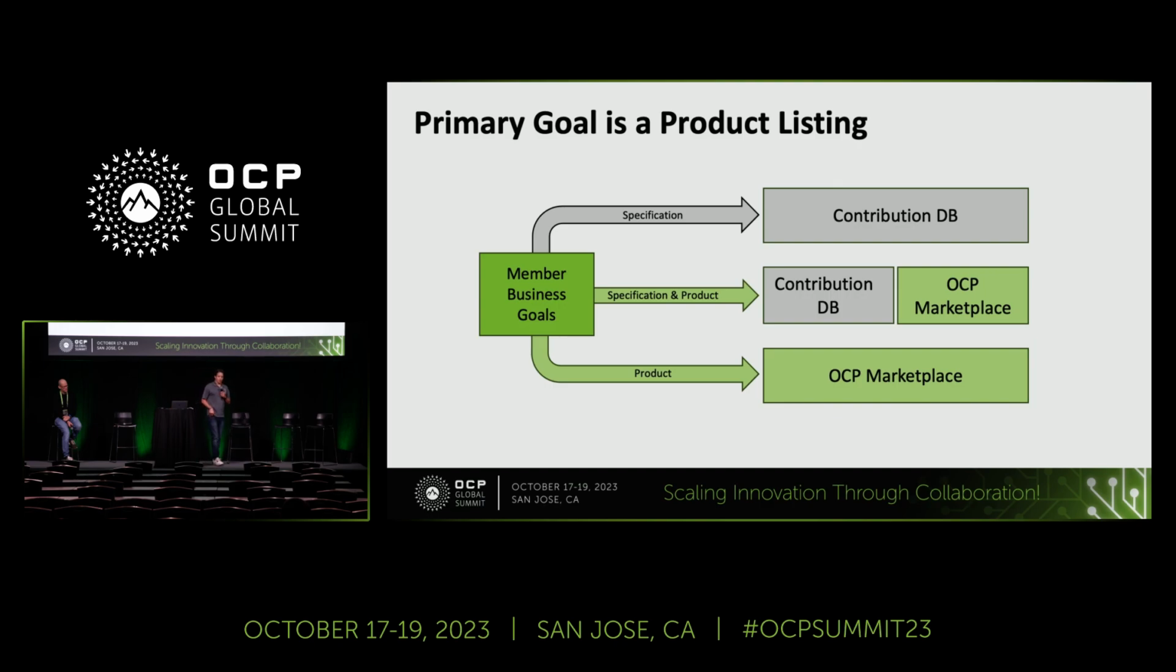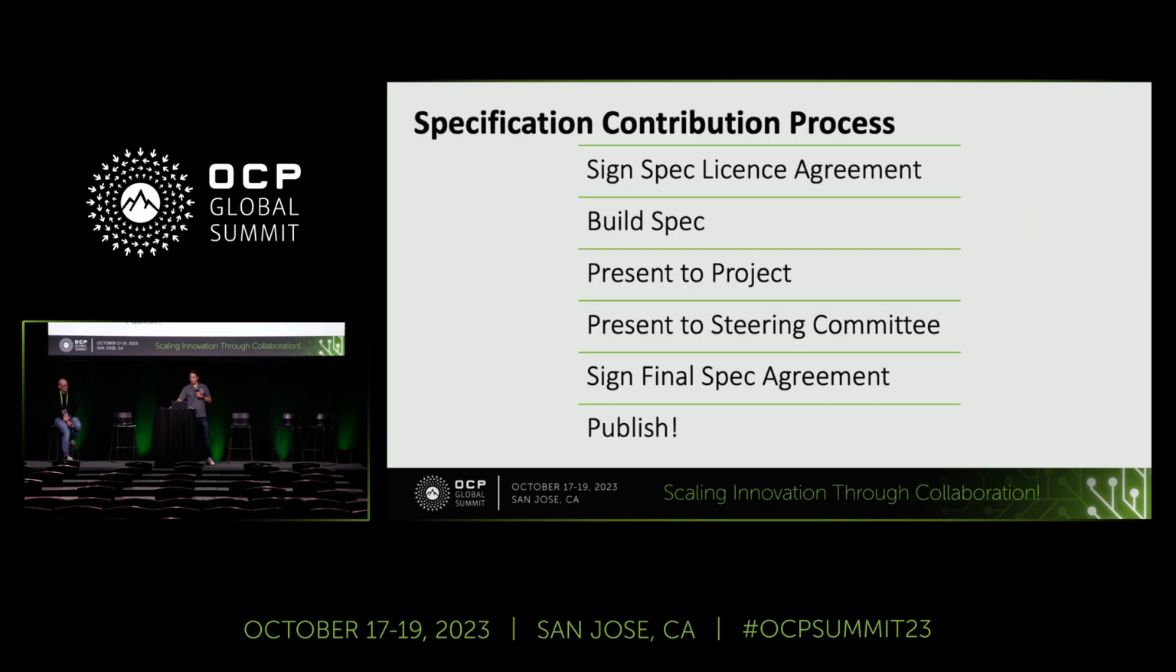And then last, the primary goal is just the product listing. In this scenario, maybe you have a product that complies with an existing specification, but you didn't write the specification yourself. That's okay. We have that happen all the time. And so that flow has you on the OCP Marketplace via one of the existing specifications. So there's a process for the specification. We'll go through that, and then we'll go more into the marketplace after this.